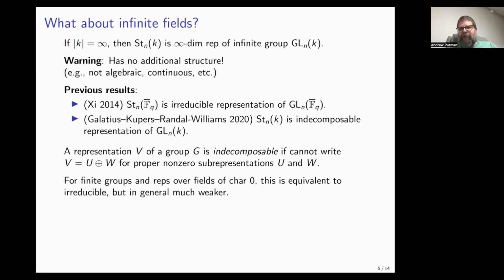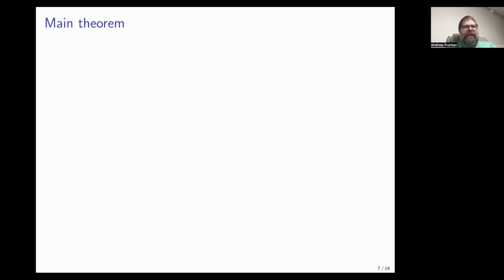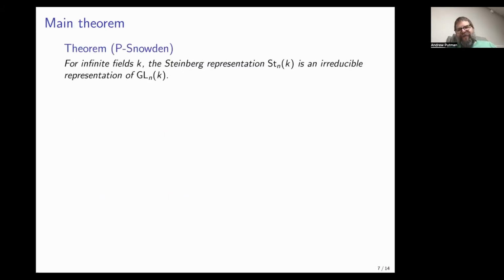So this is one of those objects that shows up all throughout mathematics, I think largely because reductive groups like GL_n show up everywhere, right? So anywhere that linear algebra shows up, probably the Steinberg representation has some role to play. Okay, so my main theorem is, there's only one theorem I could give you with this buildup. This is with Andrew Snowden. So for infinite fields K, the Steinberg representation is an irreducible representation of GL_n(K).